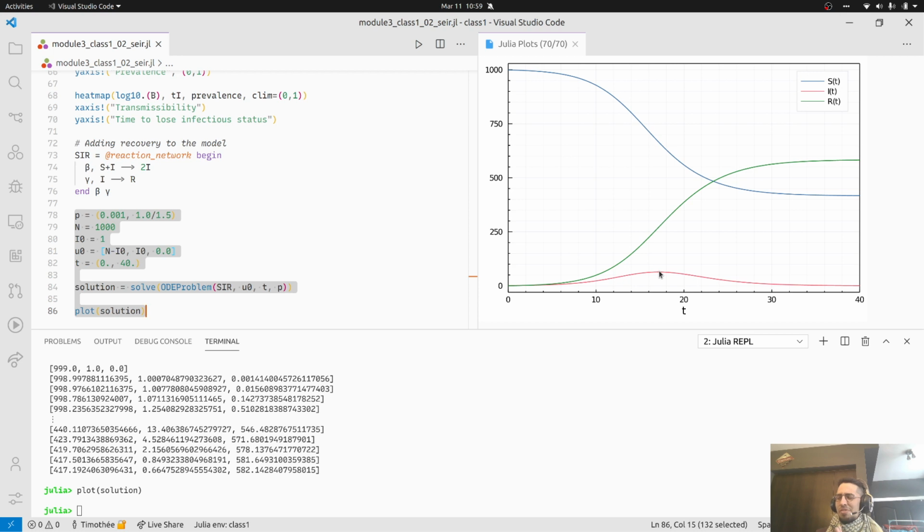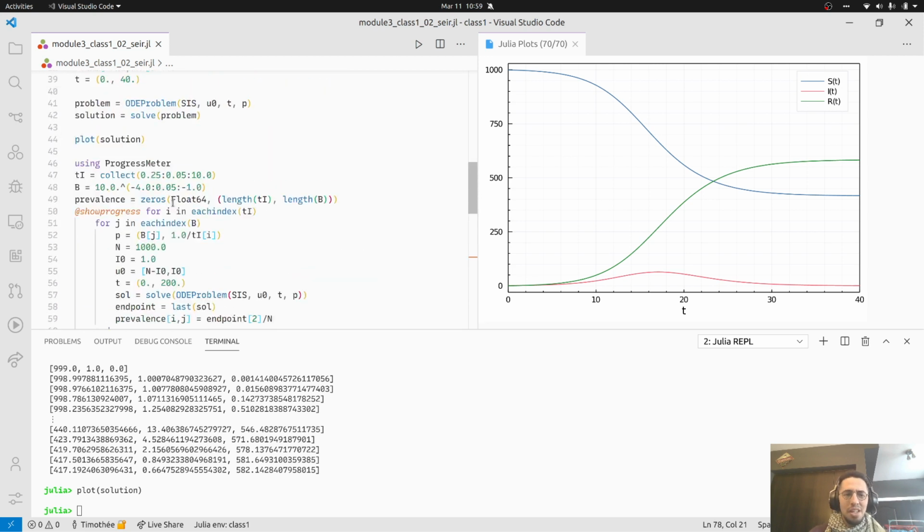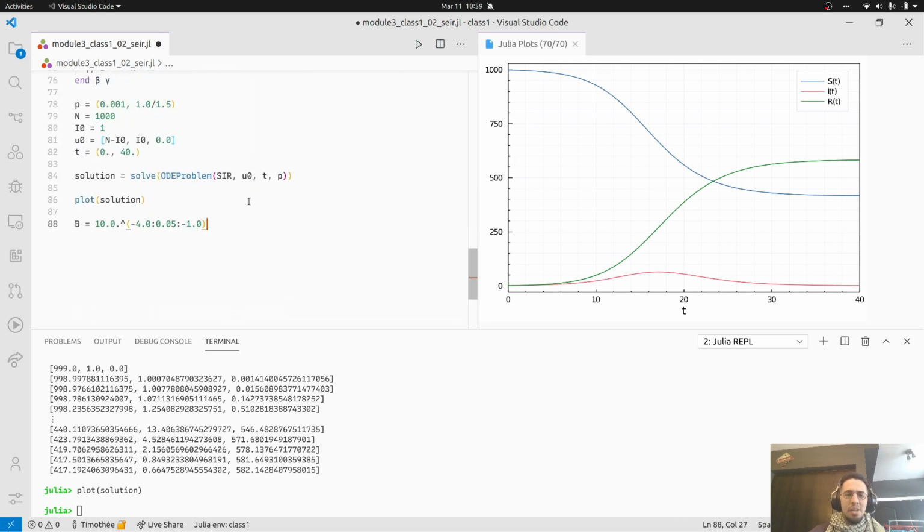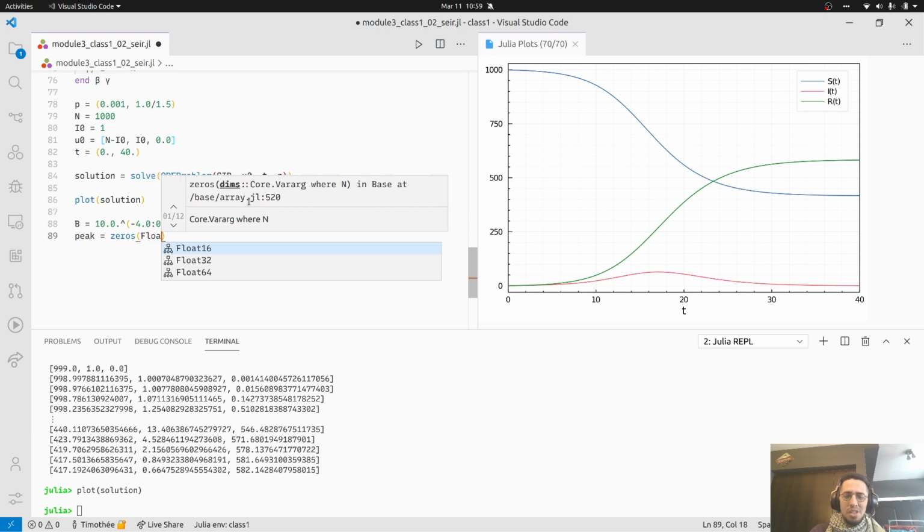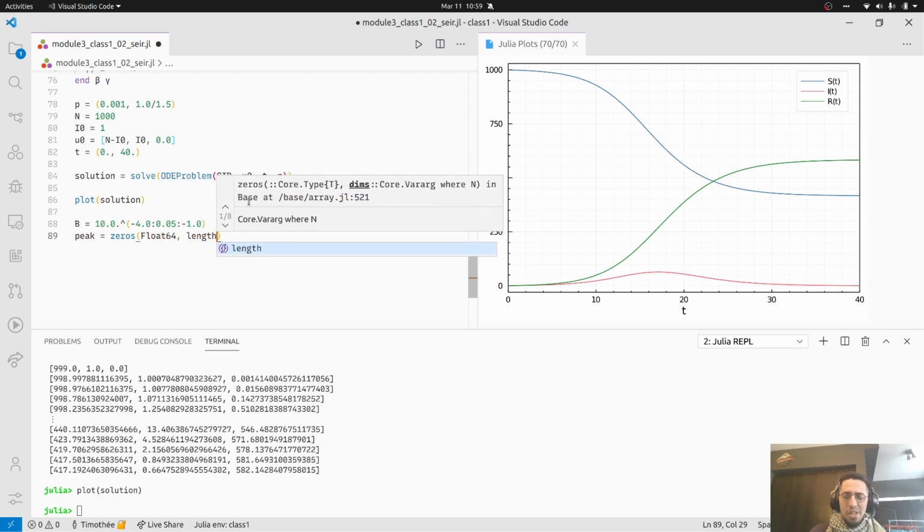I'd like to take maybe 5 minutes to try a little exercise, because here's a question we have. If we change the rate of transmission, we are going to pick this one here. When is the peak? When is the time when we have the maximum number of people that are infected? So it's going to be 0. Our time is in floating point numbers. It's going to have the length of B.